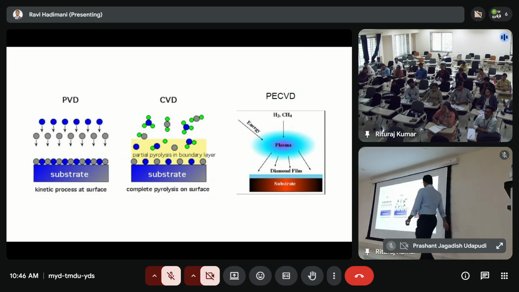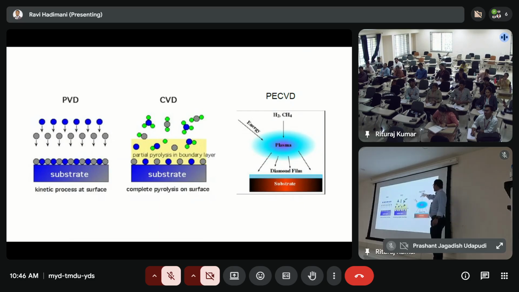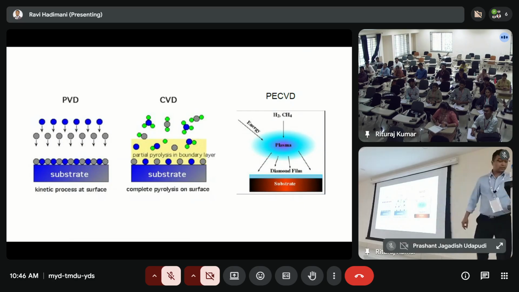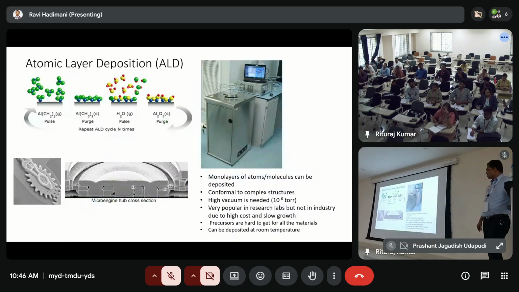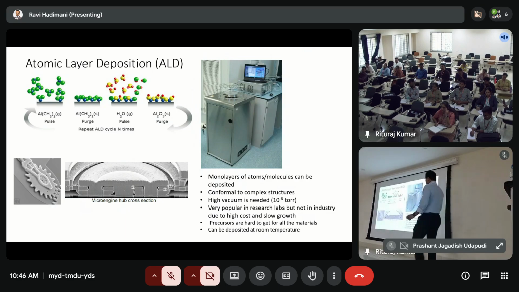So here are the differences. This is physical vapor deposition. Kinetic energy is used. Chemical vapor deposition, complete pyrolysis on the surface, which is basically a chemical reaction on the substrate, and plasma enhanced chemical vapor deposition, which is a form of chemical vapor deposition, but you can go to slightly lower temperatures.